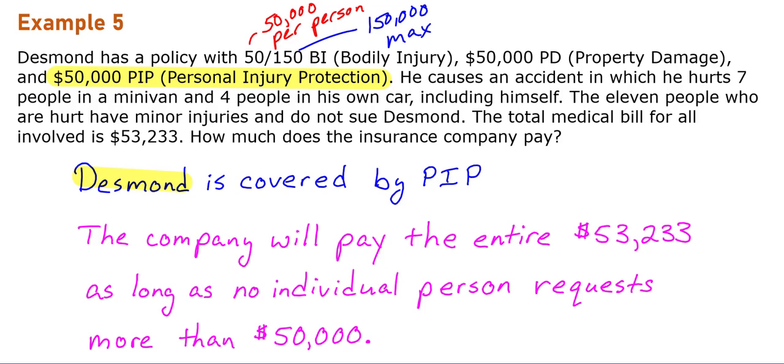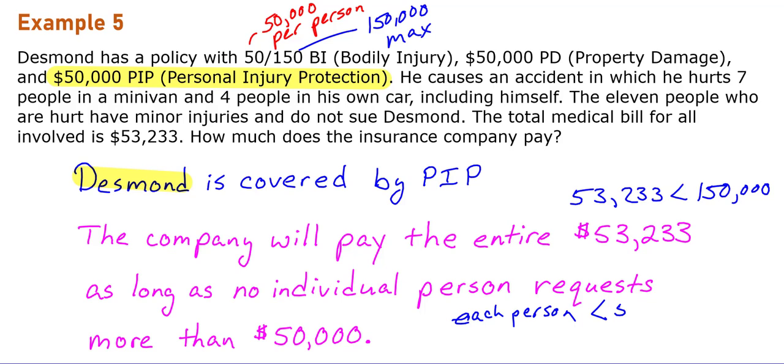Okay, so this $53,233 is less than the max of 150,000. And they didn't give us information on each individual person. So as far as we know, each person has to be less than 50,000 to be fully covered.